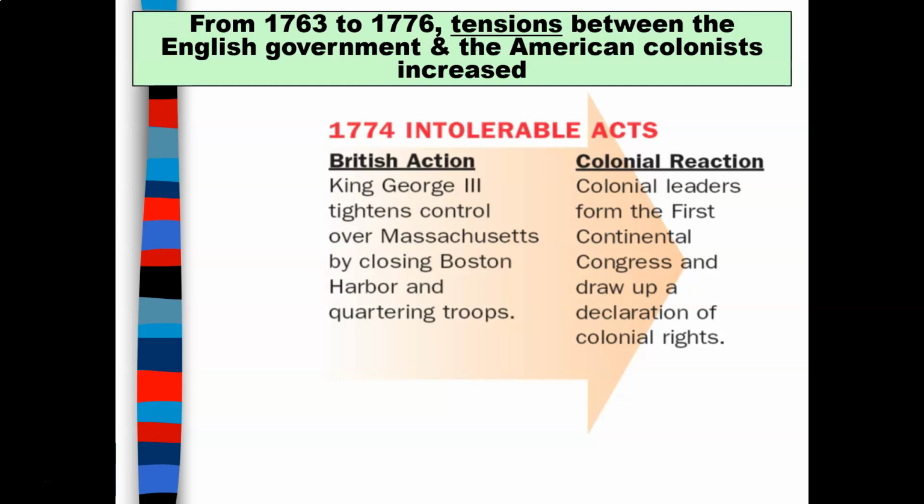In the year 1774, the Intolerable Acts were passed. This is what the British did. King George III tightens control over Massachusetts by closing Boston Harbor and quartering troops. Now, the colonial reaction. Colonial leaders from the First Continental Congress draw up a Declaration of Colonial Rights.